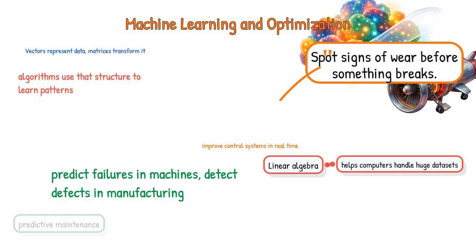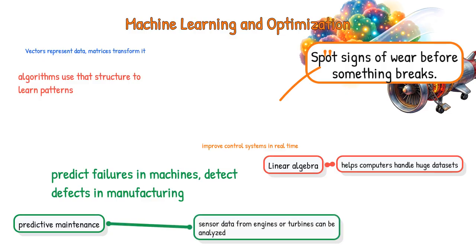For example, in predictive maintenance, sensor data from engines or turbines can be analyzed to spot signs of wear before something breaks. That saves money, time, and sometimes lives.